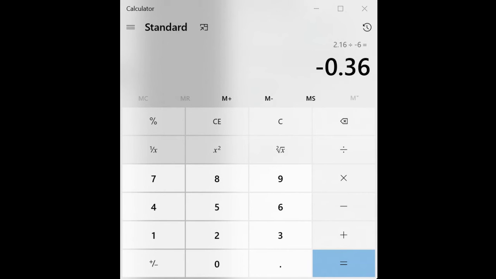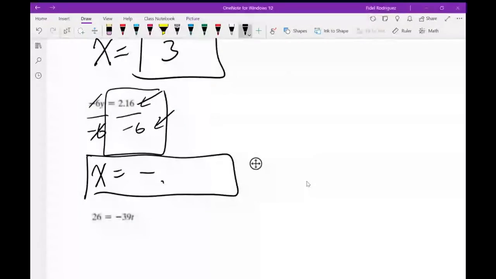Okay. So let me come back to my notes. Here we go. And we said a negative 0.36.